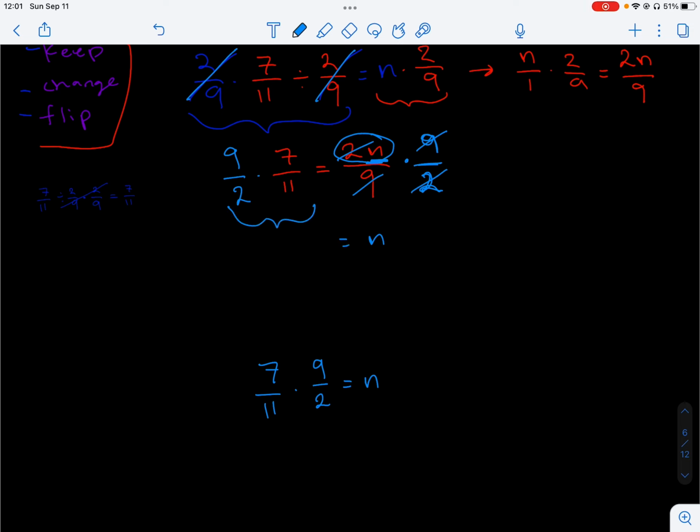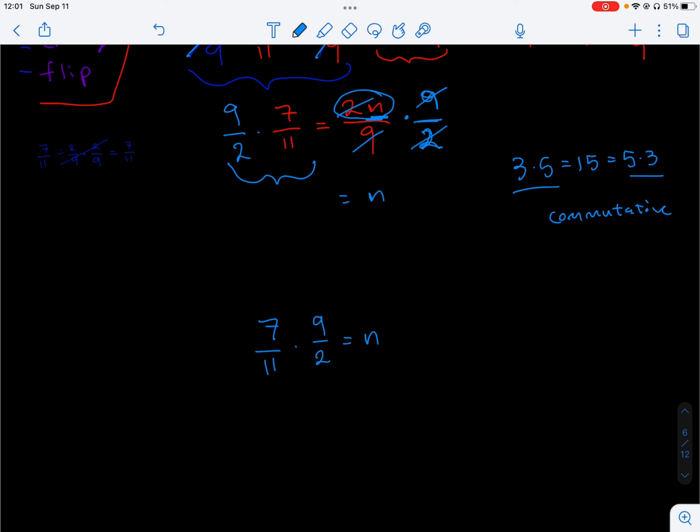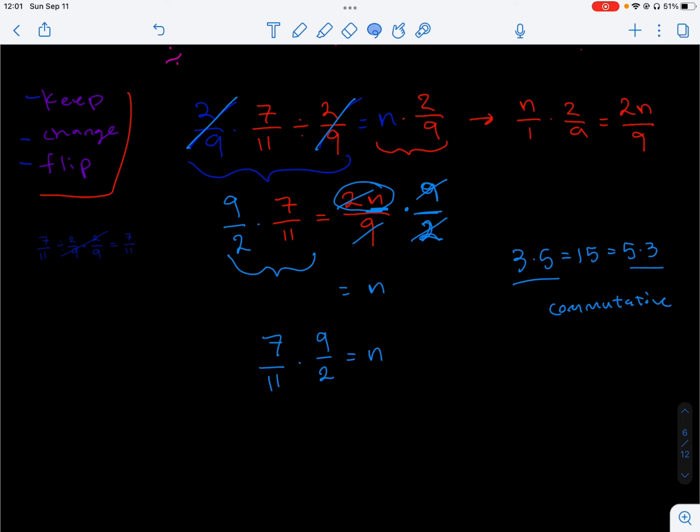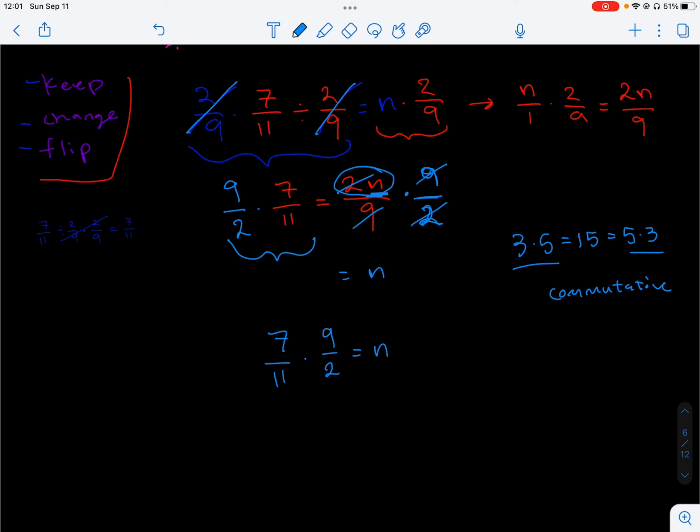Since, for instance, 3 times 5 equals 15 equals 5 times 3, it doesn't matter which way you multiply in mathematics. We say multiplication is commutative. So we can essentially just flip the order of these fractions, and hey, look at that. We got our end result. So this is a way to also see that keep, change, flip is legitimate using algebra skills. Hopefully you see why algebra is very useful in this sense.